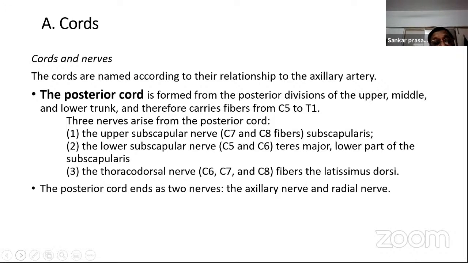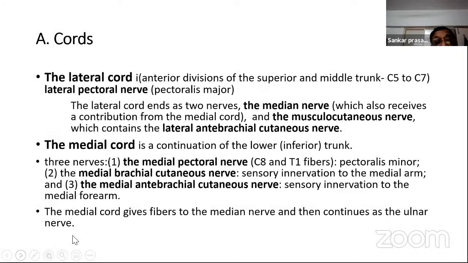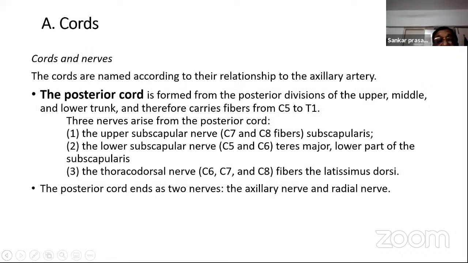We are going to revise a bit about cords also. The posterior cord is formed by posterior divisions. As you know, this is the easiest to remember: upper, middle and lower trunks. There are three nerves that arise from the posterior cord.